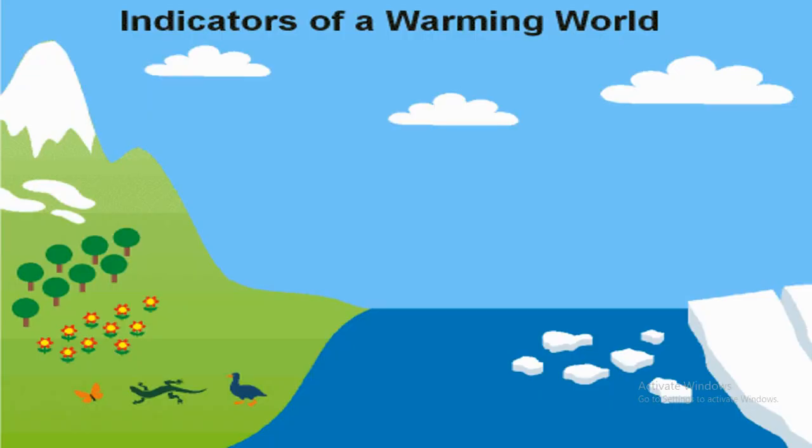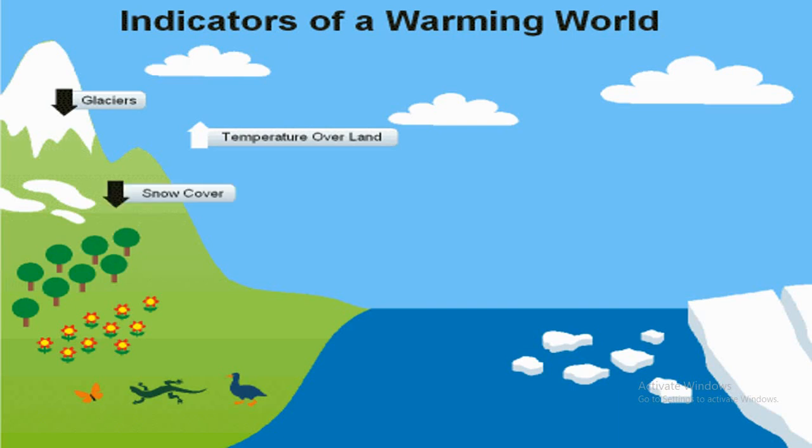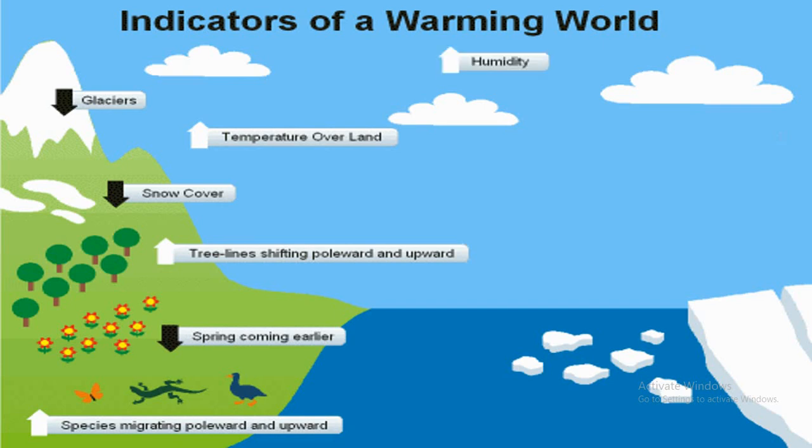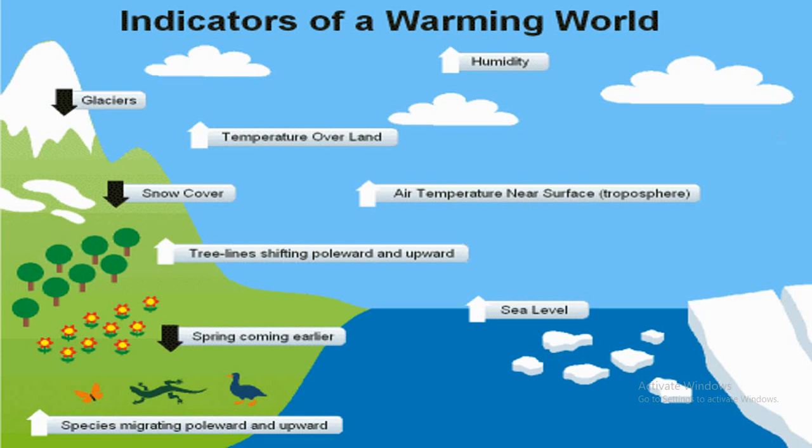Now let's see the indicators of a warming world. You know very well about global warming, isn't it? Just look at the figure. Due to the warming, the glaciers melt and come down the mountain and form springs. The glacier melt flows to the sea and forms a flow of water.